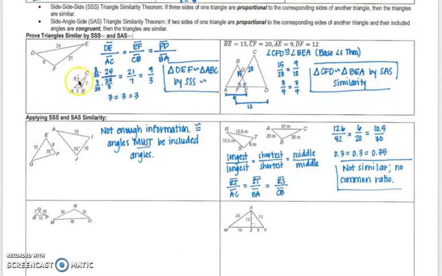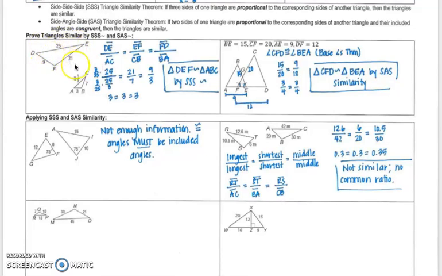I'm given 3 sides, so I need to make sure that all 3 sides are proportional. Again, just checking 2 of them is not enough. So what I'm looking for here is what I wrote down in this example: longest side over longest side equal to the shortest side over the shortest side equal to the middle side over the middle side, or your third side that's left. So that's what I did on this one.